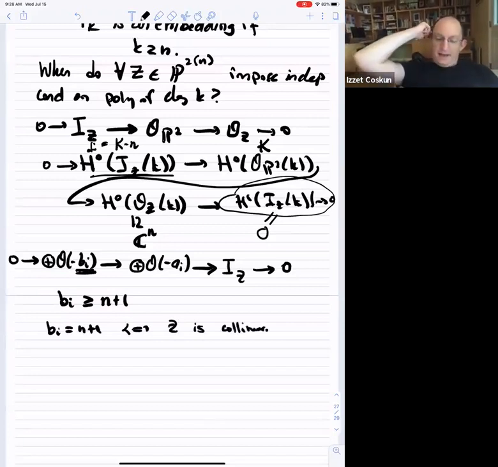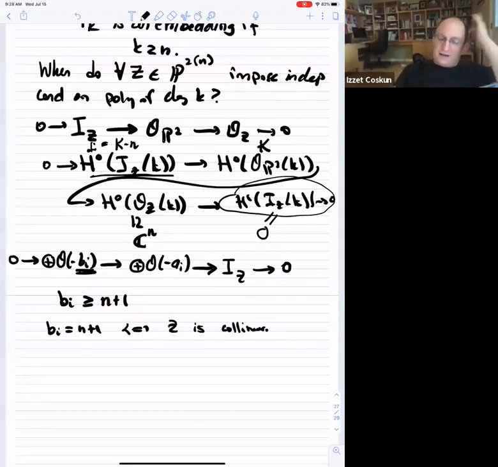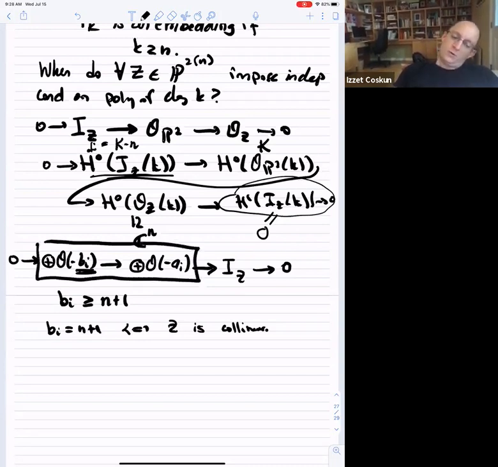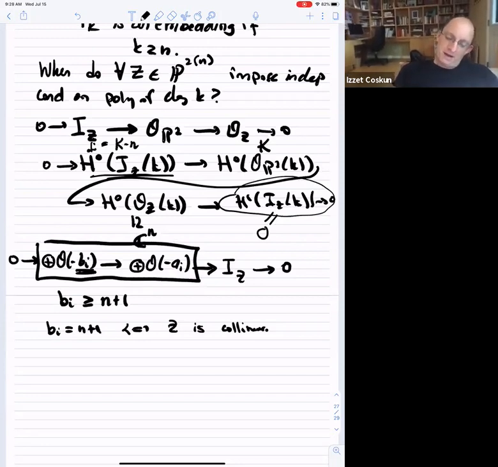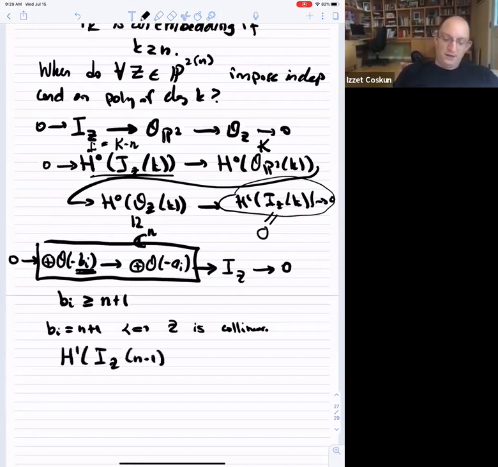Okay. And then you see what that means is that now you can compute. So now if I twist this thing by n-1, in particular, here BIs are bigger than or equal to n+1, and all the AIs are less than BI. So you see that if I look at the long exact sequence of cohomology, once I twist this by n-1, then there is no higher cohomology here. So that says that H1 of IZ of n-1 is equal to 0 for all Z in P2n.